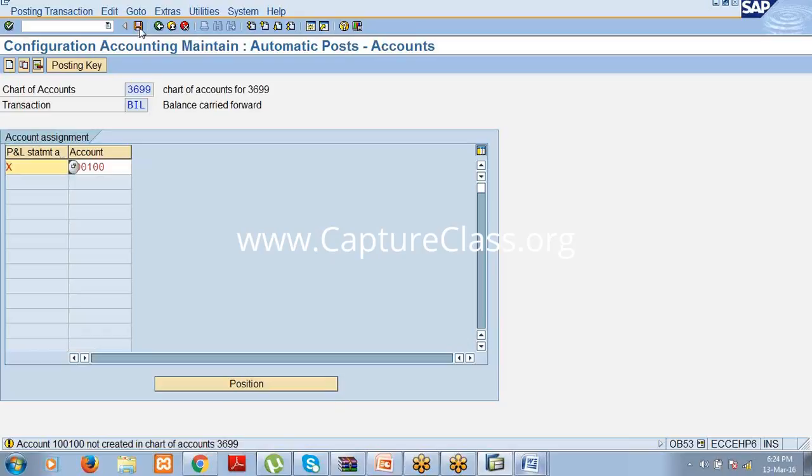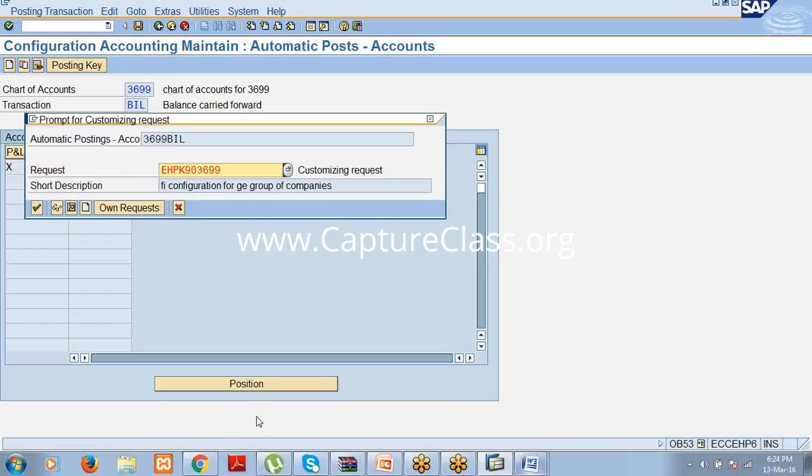Click on save. Look at the screen. This is called a warning message. Account 1,100,000 not created in the chart of accounts 3699. Actually, we did not create the GL account. We did not create the profit and loss account. We have given only the number. That is why it is giving the warning message. We create this profit and loss account in the general ledger accounting. But for the time being, because it's only a warning message, we can ignore the warning message always. For that, click on enter button.